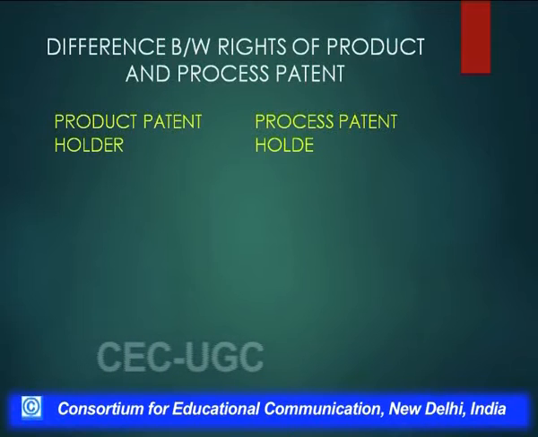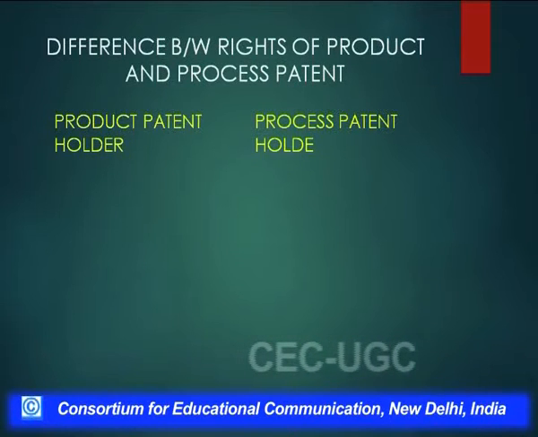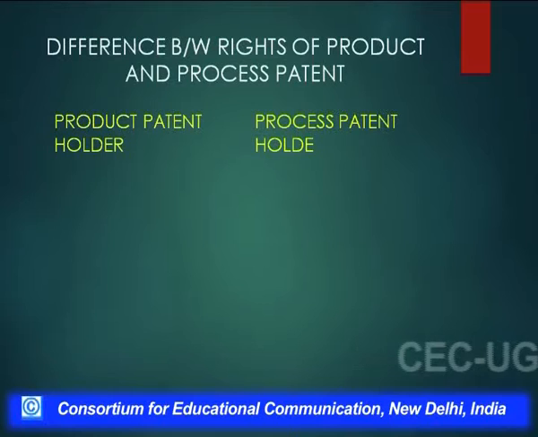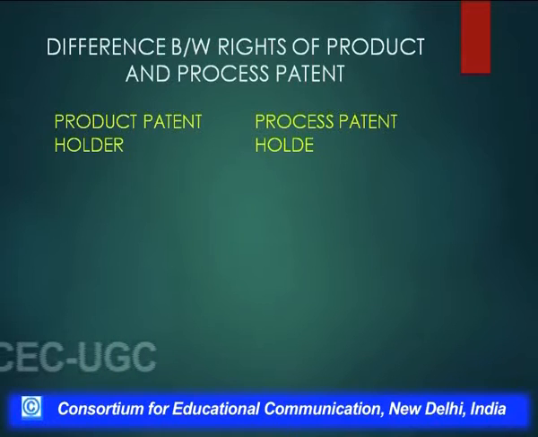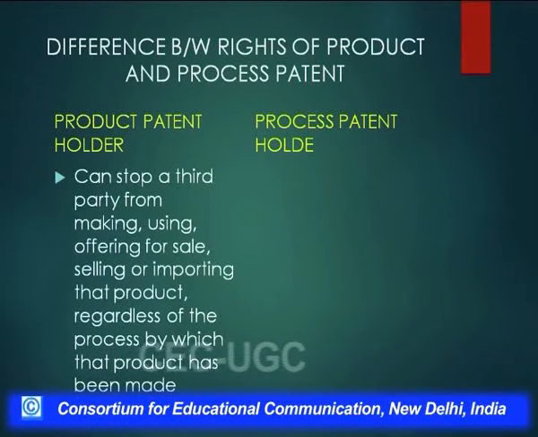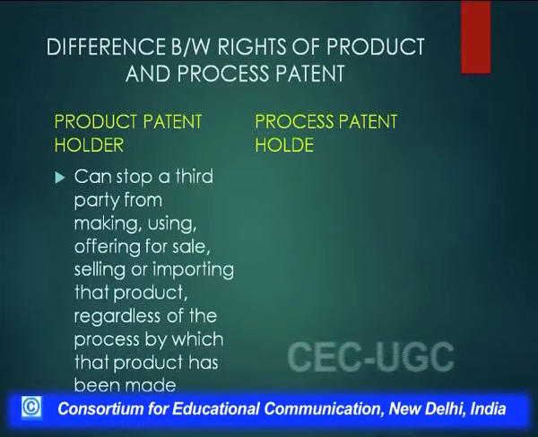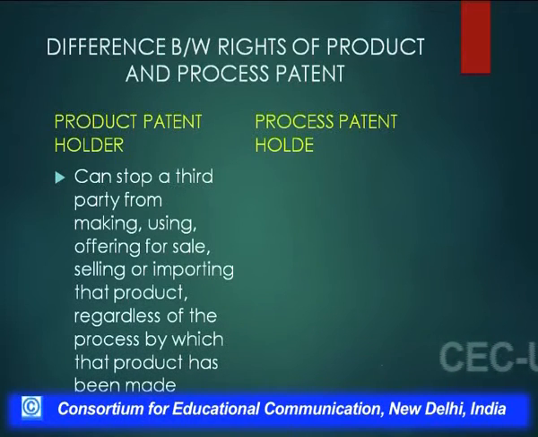Primarily you can say that this is the distinction between 48A and 48B only, but I have categorized it as a product patent holder and process patent holder. If you have a look at the product patent holder, he can stop a third party from making, using, offering for sale, selling or importing that product regardless of the process by which that product has been made. I mean, the product patent holder does not remain bothered about the process used to create that product.